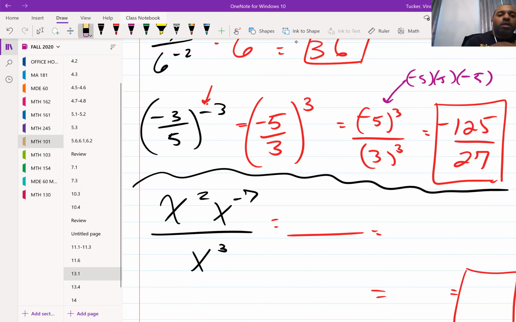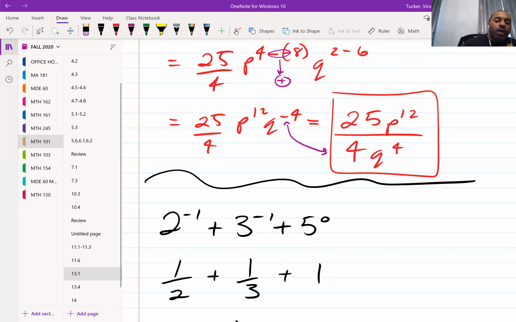All right, another type of problem we can see: 2 to the negative first power plus 3 to the negative first power plus 5 to the 0 power. If we rewrite this, simplified as much as possible, this negative exponent makes me rewrite that as 1 over 2. Rewrite this one as 1 over 3. And then anything to the 0 power is just 1. So we have 1/2 plus 1/3 plus 1.